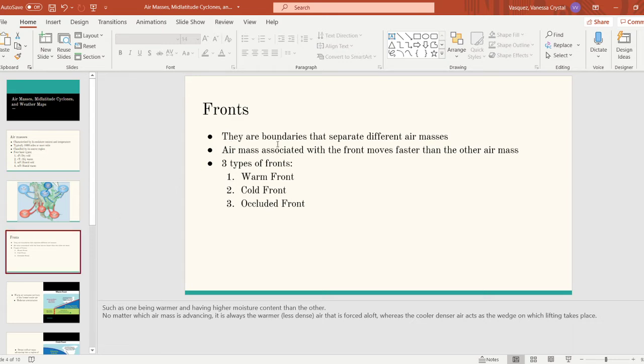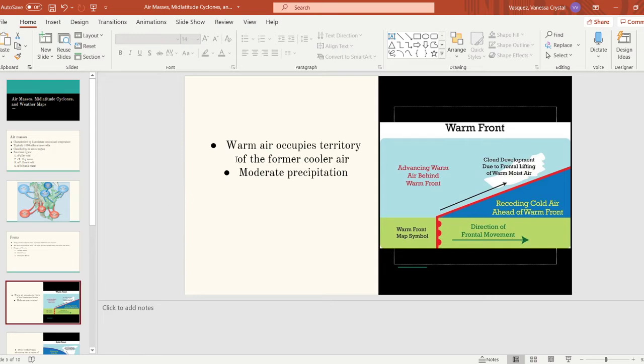So fronts are boundaries that separate different air masses. A front is formed when the air mass associated with the front moves faster than the other air mass. There are three types of fronts. We have the warm front, where warm air occupies territory of the former cooler air. As you can see here, the warm front is moving faster than the cool air mass, and along the front you have warm air rising and moderate precipitation.